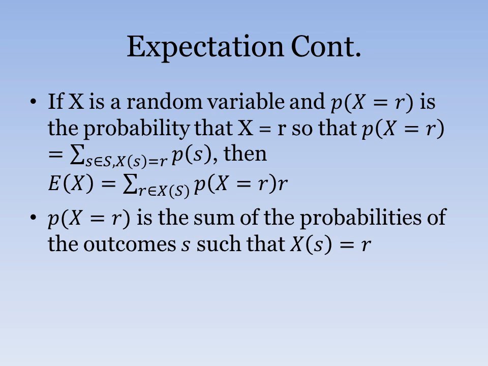If X is a random variable, then the probability that the value equals some r is the sum of the probabilities of the elements s in the set S. Then the expected value is the sum of the probabilities times r. The probability that X equals r is the sum of the probabilities of the outcomes s such that X of s equals r.